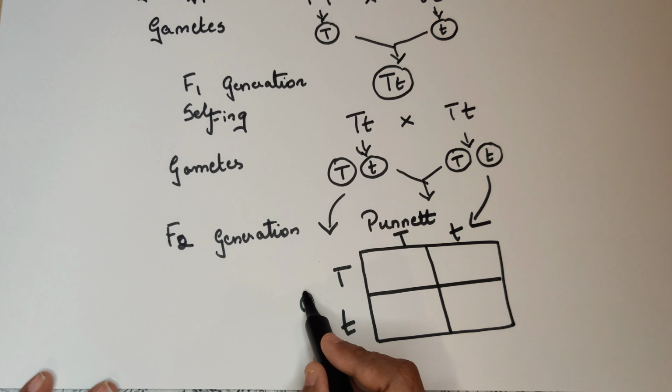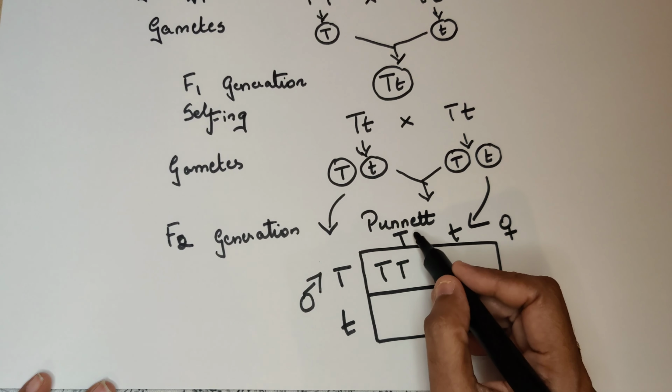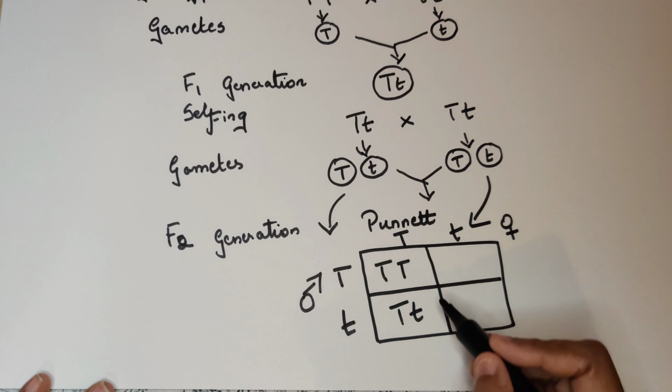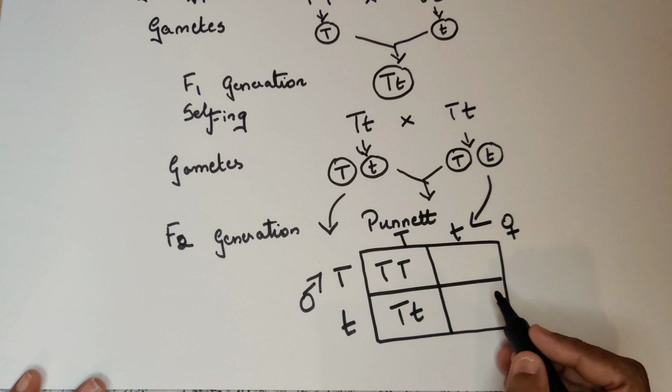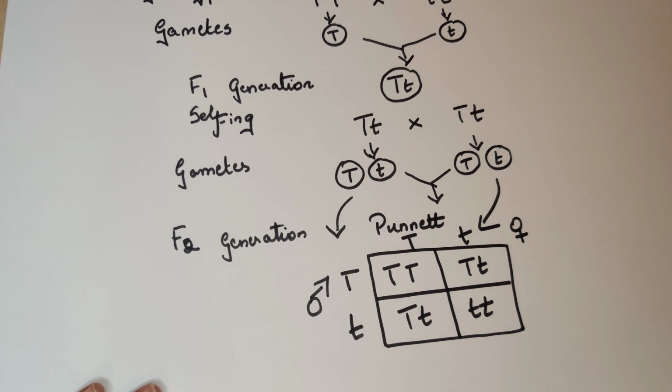So you write here, cross these two, you will get capital T, capital T. When you cross these two, you get capital T, small t. When you cross these two, you will get what? These two, you will get capital T, small t. And then when you cross these two, you will get small t, small t. Now students, listen. The entire monohybrid cross is done now.